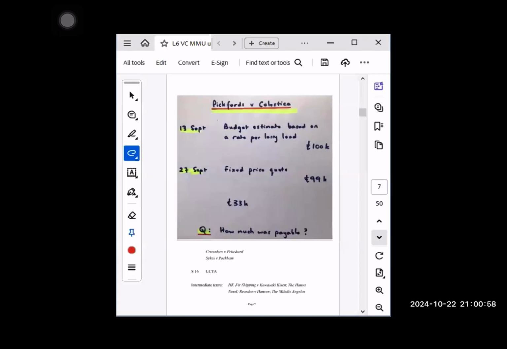Compare Croshaw with Sites against Packham. This case involved home improvement. The builder submitted an estimate of cost. He said £88,000 based on approximate materials cost and approximate labour cost. When the work was completed, the builder submitted a higher invoice, which the homeowner refused to pay.